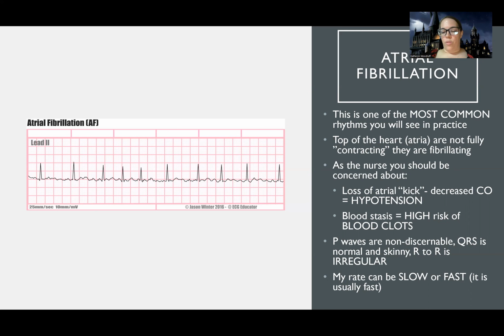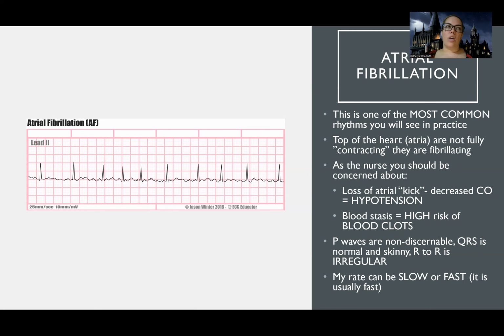So I'm going to be worried about a few things here. Of course, if I'm not getting a good contraction, I'm not going to be getting as much blood moving forward. So I can have what's known as decreased cardiac output, which can lead to hypotension, or low blood pressure.